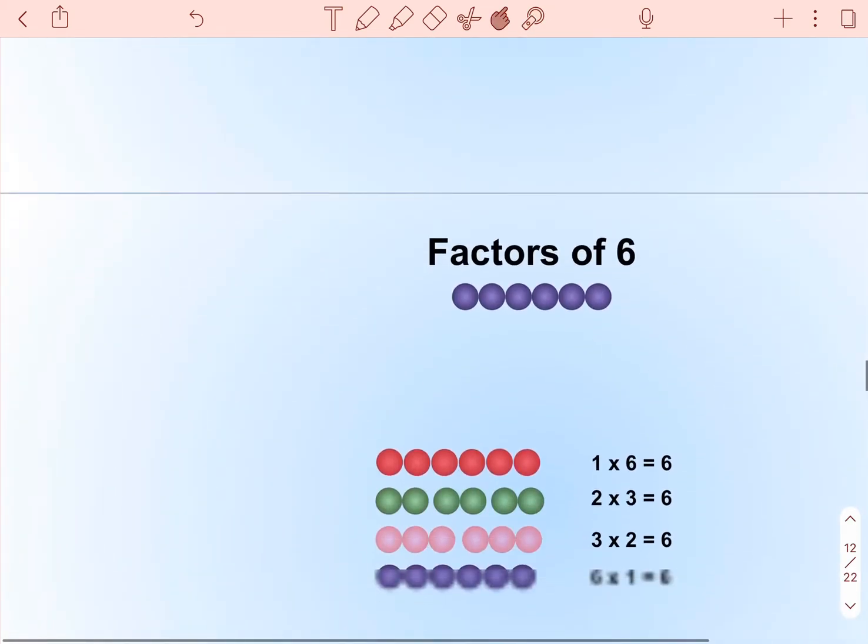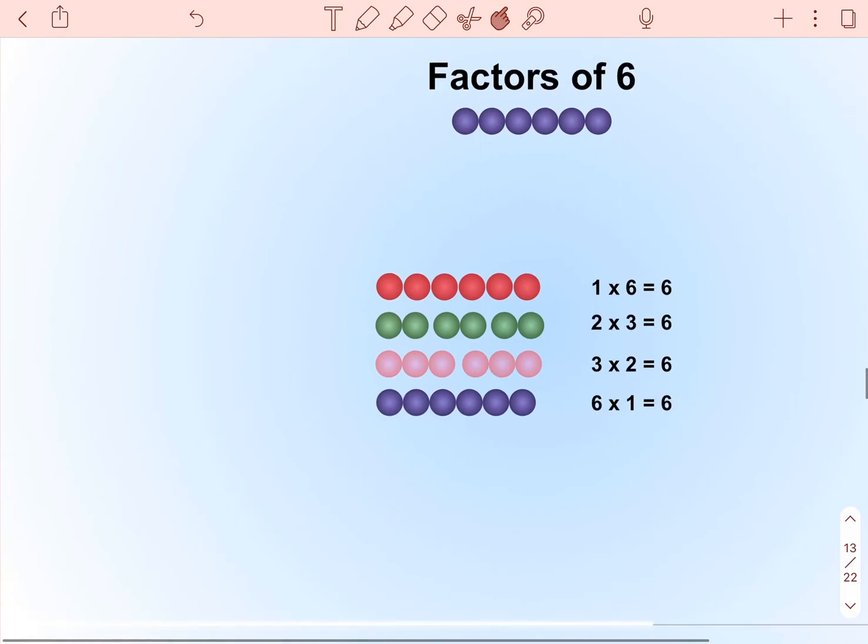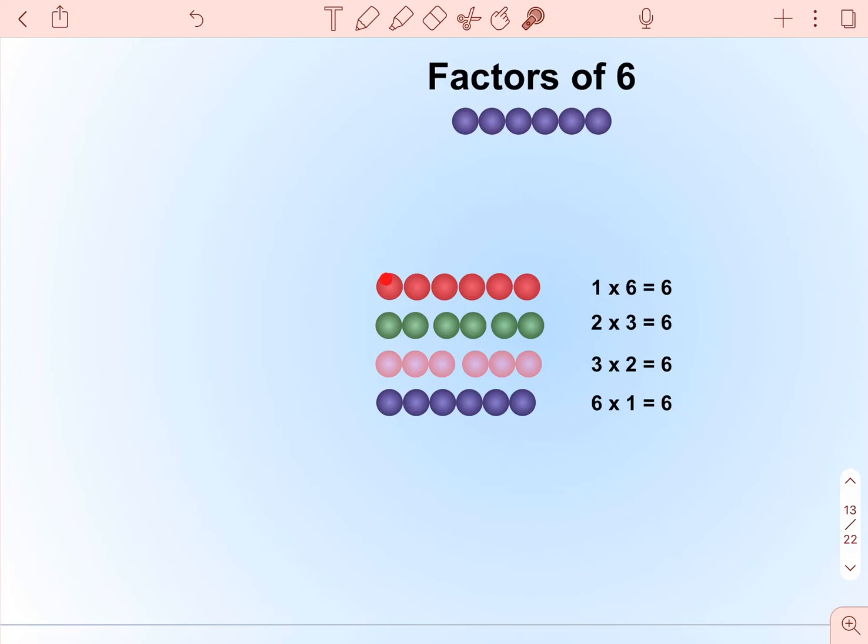How about the number 6? Number 6 has 4 factors, right? There's 4 ways to make this. I can make it with 1s. 1 times 6 is 6. I can make it with 2s. 2 times 3 is 6. I can make it with 3s. 3 times 2 is 6. And I can make it with 1 6.